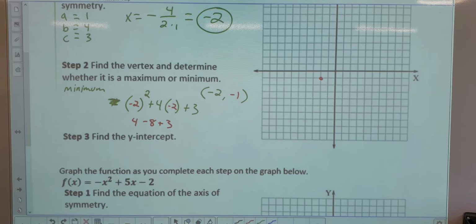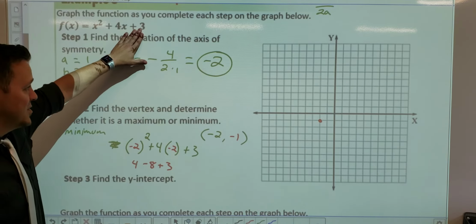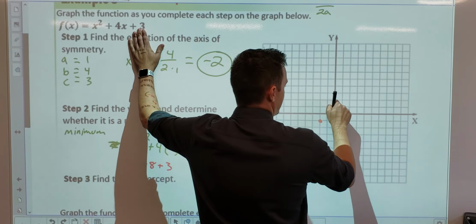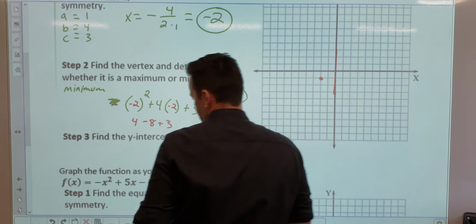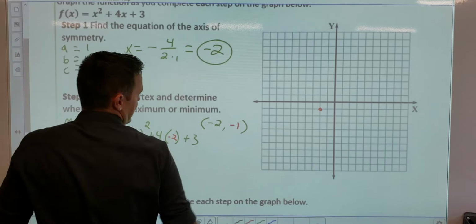All right, now what we're going to do is find the y-intercept. Simply enough. The y-intercept, ladies and gentlemen, is what number? 3. Now, here's what I want to make sure you guys understand. Graph it.